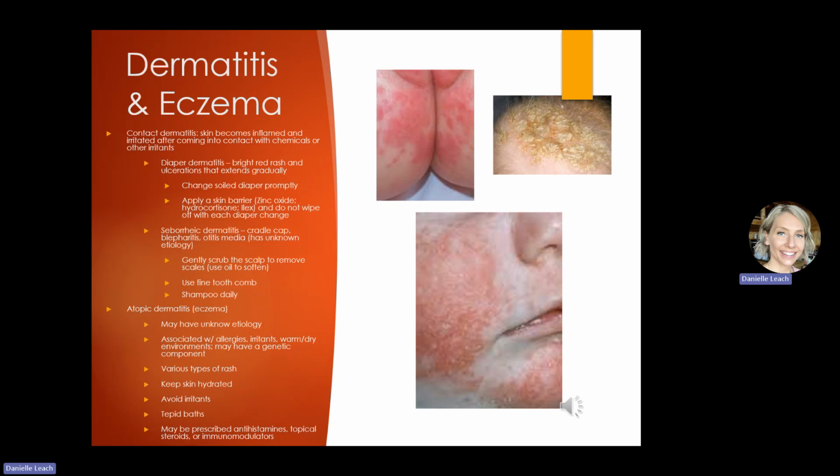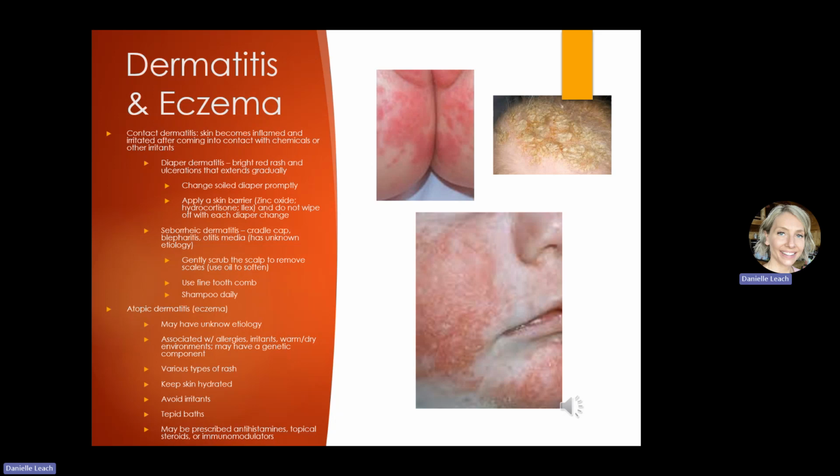But to try to get the cradle cap off, we want to gently scrub the scalp to remove the scales. You can use some type of oil to soften the crust, like coconut oil or olive oil, and then gently use a fine tooth comb to remove them. But we don't want to be scraping the skin or anything like that. We're just very gently removing it. We also want to shampoo daily to try to prevent it from coming back, using a gentle baby shampoo.